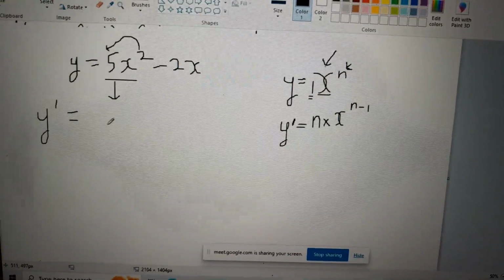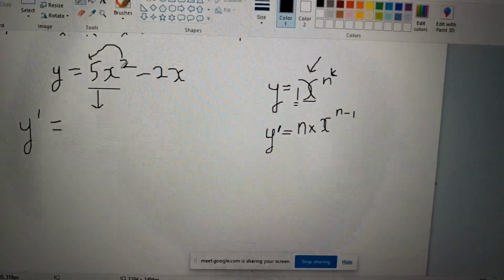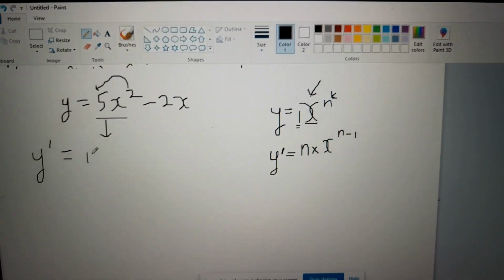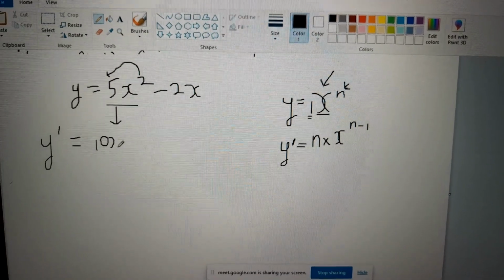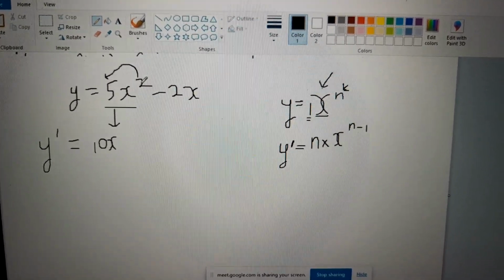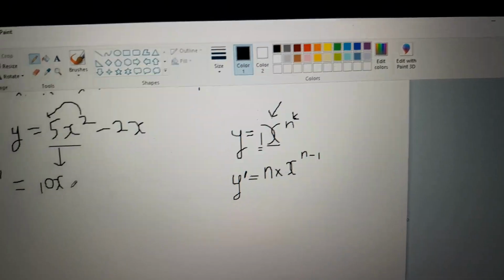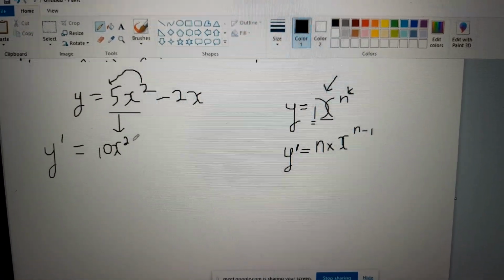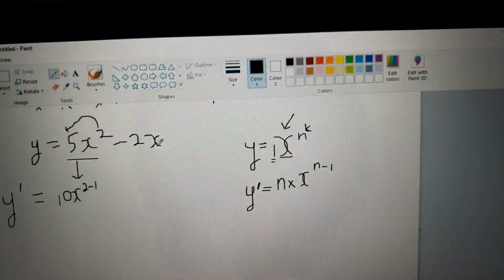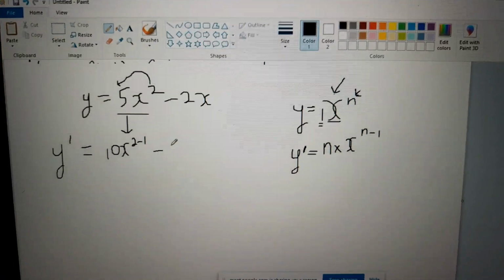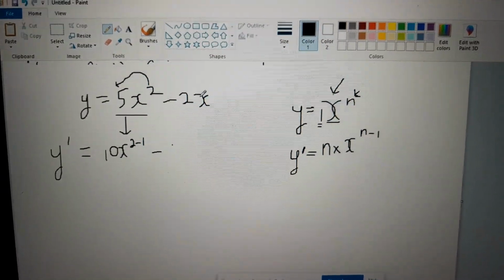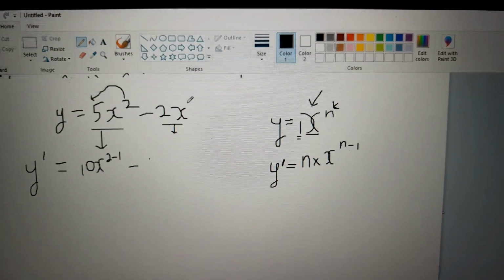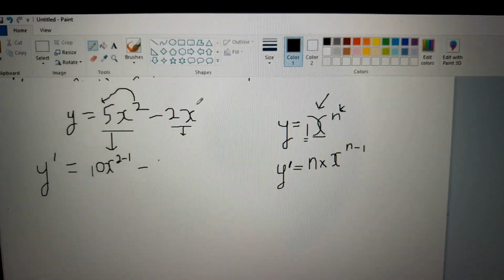Sir, 10x. Yeah, because we have to multiply by the power. So 2 fives are 10, 10x, and what will happen to the power? Minus 1 from it. Yeah, so 10x to the 2 minus 1. That's basically what we do. Then we come over here. Minus. Same thing. What's the power here? Sir, 1. No, 0, sorry, or 0. So I'm not sure.